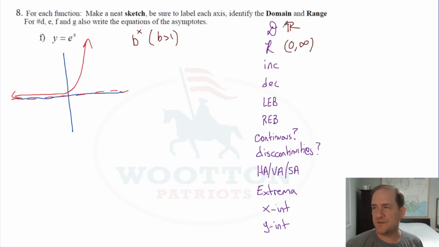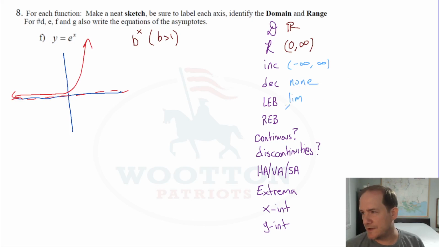You may notice that's the domain and range from a log just switched, because logs and exponentials are inverses, so it makes sense that the domain and range would switch. My increasing interval is over the entire domain, so from negative infinity to infinity. I never decrease, so none. My left-hand behavior exists, the limit as x goes to negative infinity of this function. Notice it's another asymptote. As I go left, I just approach the finite number 0.